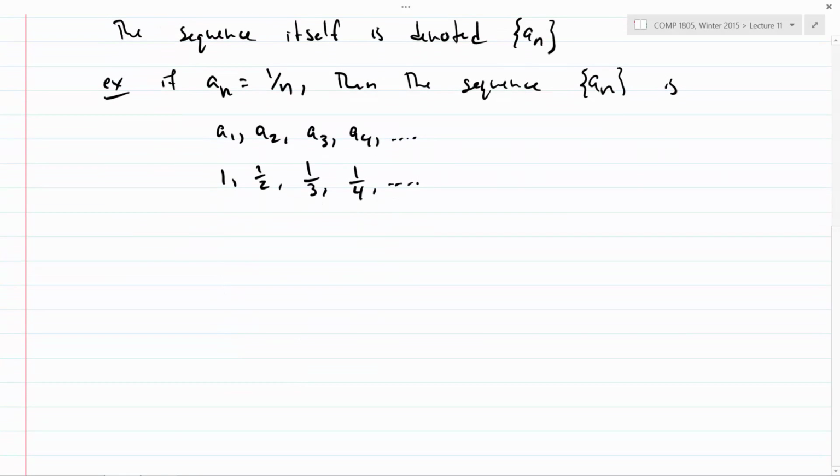All right, so that on its own isn't too interesting because we haven't really placed any constraints on what can happen. One nice kind of sequence is called a geometric sequence.